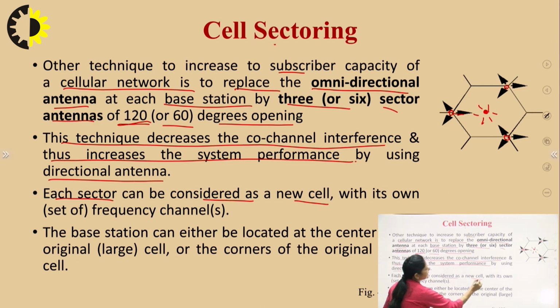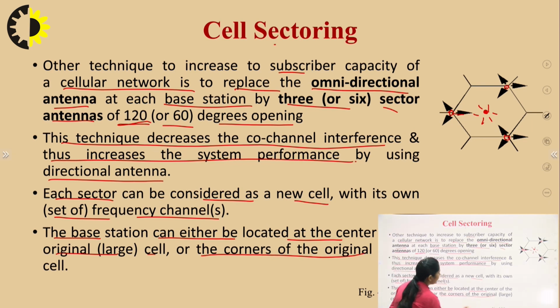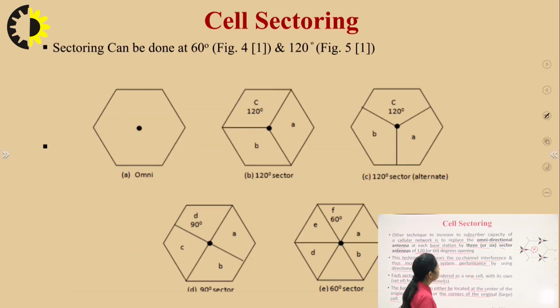Each sector can be considered as a new cell with its own set of frequency channels. The base station can either be located at the center of the original large cell or at the corners of the original large cell. As you can see here, the base station can be at the center. If we are using the base station at the center, then there will be sectored or directional antennas mounted on this base station.